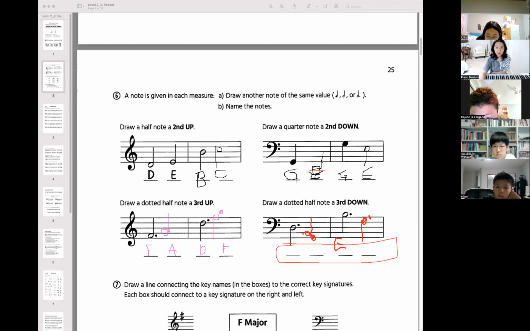G하고 second down이니까 step down이지. What you did is a skip, 원준아. So this is a skip, the second. So it has to be right next to each other. 라인이면 하나는 스페이스가 돼야 돼.